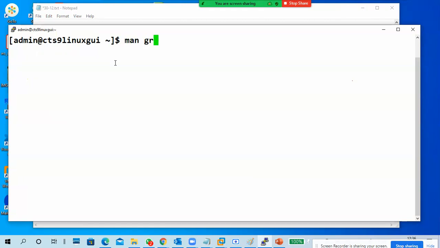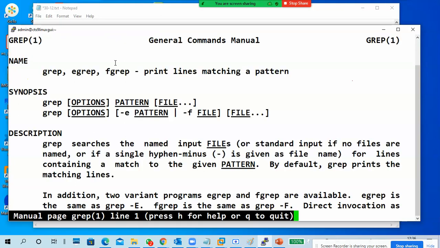Okay, man grep. Grep is a command. I want to know how to use grep, what is the grep command, and what are the options in the grep command. So I'm using the man command here. If you want, you can use info or pinfo also. See what is this? Grep, egrep, fgrep. There are other types of greps also. Print lines matching pattern. If the pattern matches, it prints those lines only. So that is the grep command.